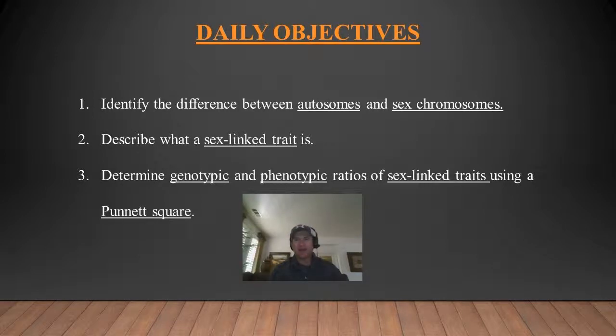Today's daily objectives. Number one, when you leave today, you should be able to tell me the difference between autosomes and the sex chromosomes. They're both DNA, they're both chromosomes, but there are differences between the autosomes and the sex chromosomes. Number two, what is a sex-linked trait? Describe what a sex-linked trait is, and be able to give some examples of sex-linked traits. And number three, once again, using Punnett squares, be able to determine the genotypic and phenotypic ratios of sex-linked traits.